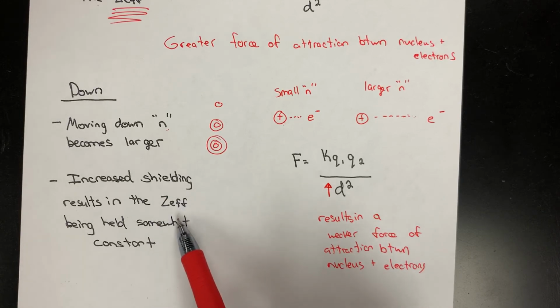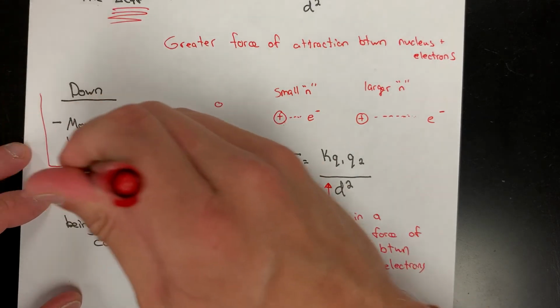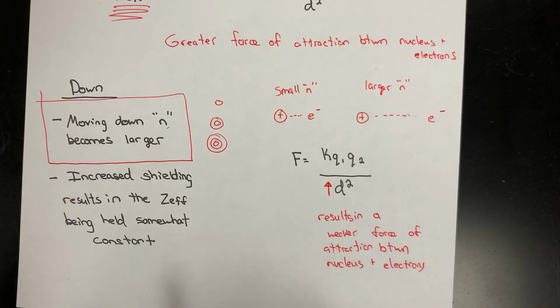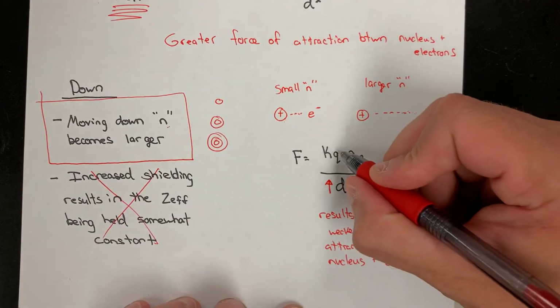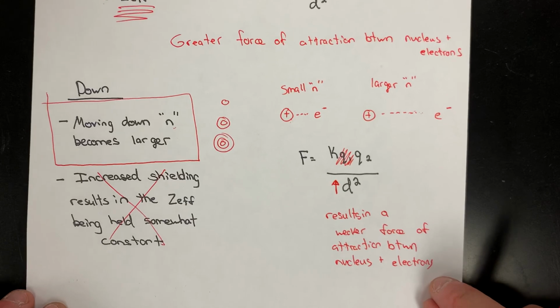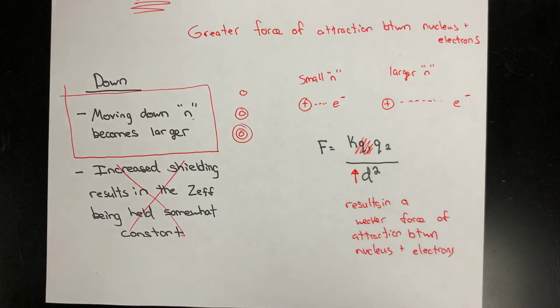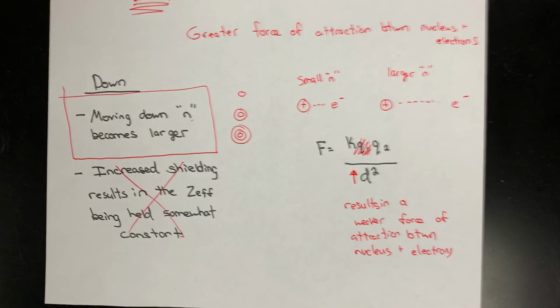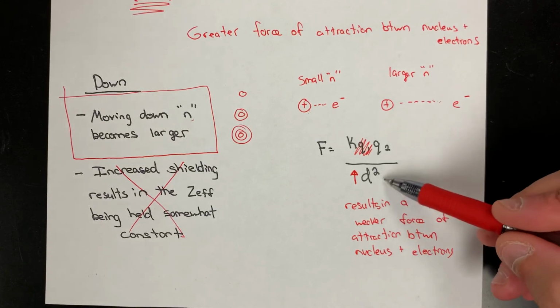shielding, this is going to result in that effective nuclear charge being held somewhat constant. Now again, earlier we said that it does increase, but that increase is rather insignificant. So for all practical purposes, as we move down the periodic table, what we really need to focus on as far as our Coulomb's law equation goes has nothing to do with charges. So we're going to cross this out. We're not really going to concern ourselves with effective nuclear charge. What is really going to govern these trends, govern these properties, and tell us a lot about the energy associated with that force, the strength of that attractive force, is just going to be the distance.